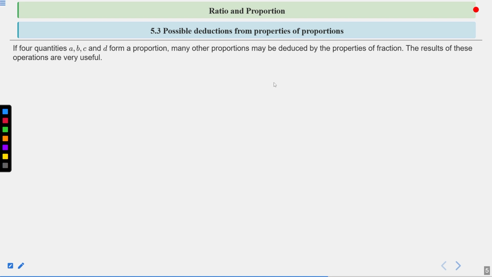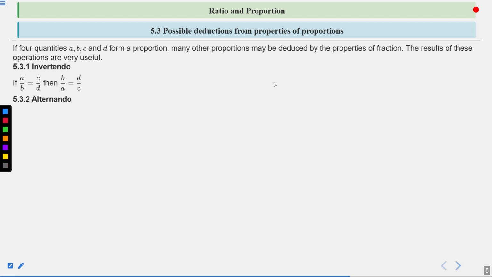Next one is possible deduction from properties of proportion. If four quantities A, B, C and D form a proportion, many other proportions may be deduced by the property of fraction. The results of these operations are very useful. So invertendo. First one is, if A upon B equals to C upon D, then we can say that B upon A equals to D upon C.